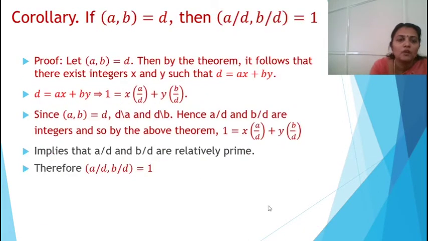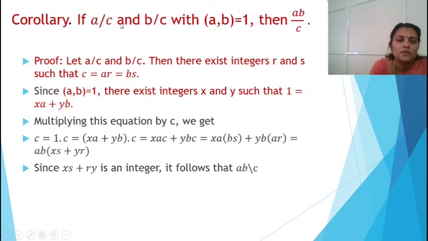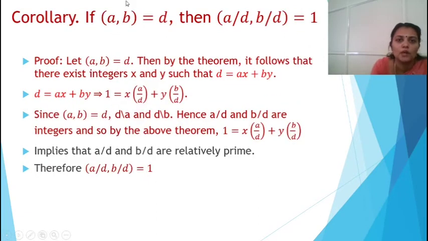Now we have the corollary of the theorem. If GCD of a and b equals d, then GCD of a by d and b by d equals 1. For the proof, we have GCD of a and b equal to d. Then by the theorem, there exist integers x and y such that d is equal to ax plus by.